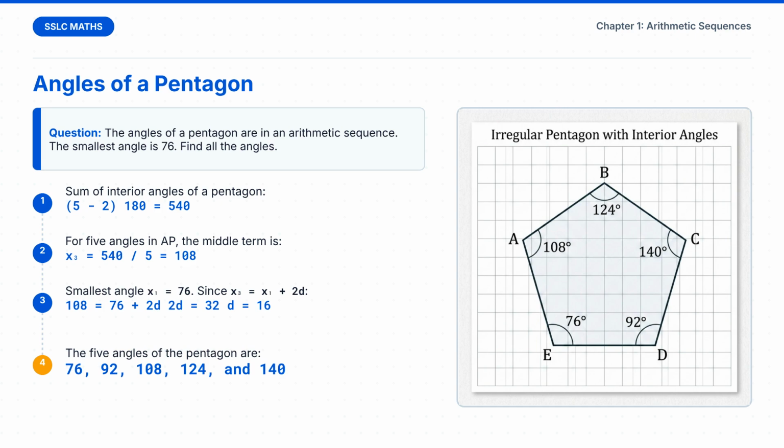Let's apply these to geometry. If the angles of a pentagon are in an arithmetic sequence, use the sum of interior angles to find the middle term, and calculate the common difference to find each angle.